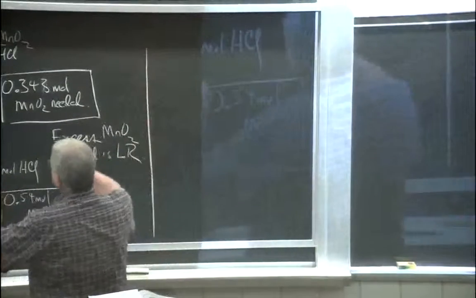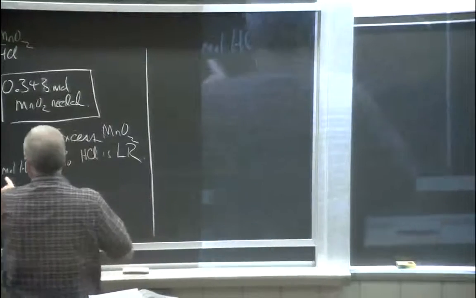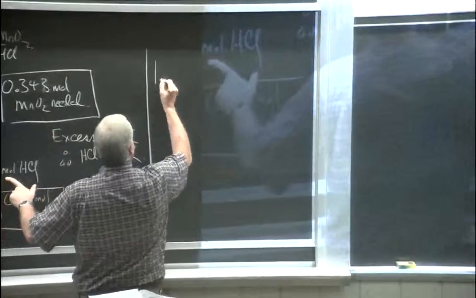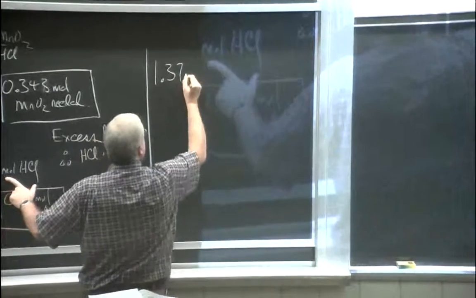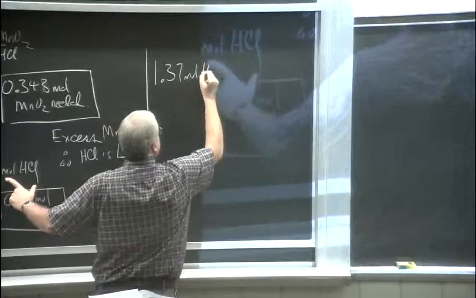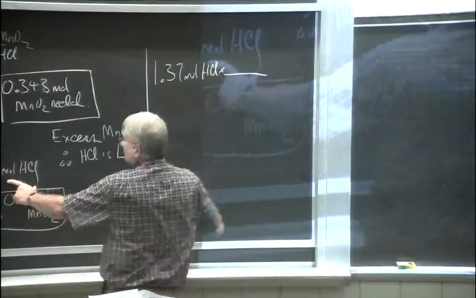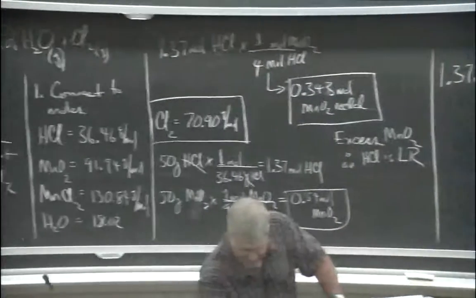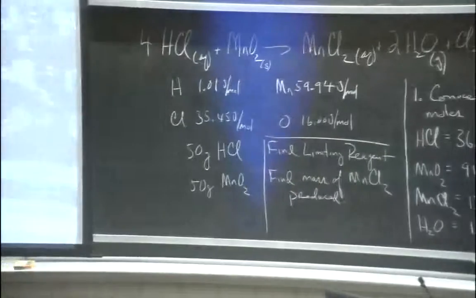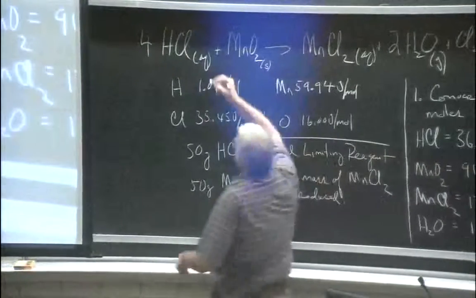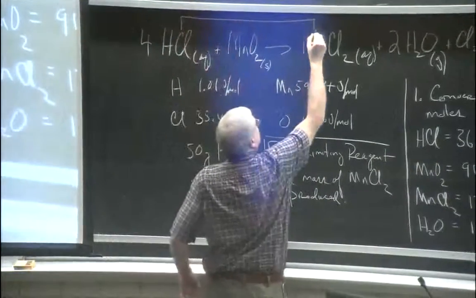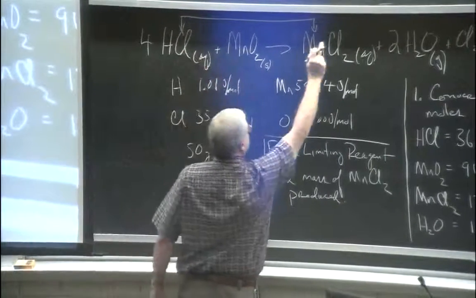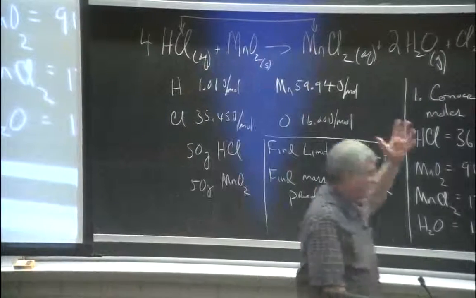Now what we're going to do is use the HCl. That'll be our limiting reactant. So we'll have 1.37 moles HCl times... Going back to the balanced equation, we are now looking at the relationship between the HCl and the MnCl2. At the start of the problem it was these two, and now it's this one, the limiting reagent, and the one of the products that I asked for.